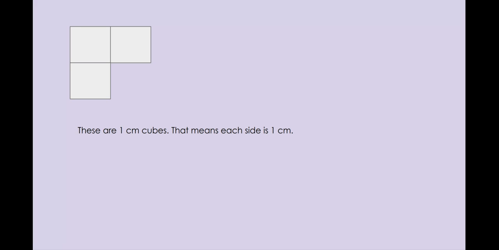Let's do an example here. These cubes, let's pretend, are 1 centimeter cubes. That means each side is 1 centimeter. What would the area of this figure be? You've been doing this kind of work in your book. What would the perimeter of this figure be?